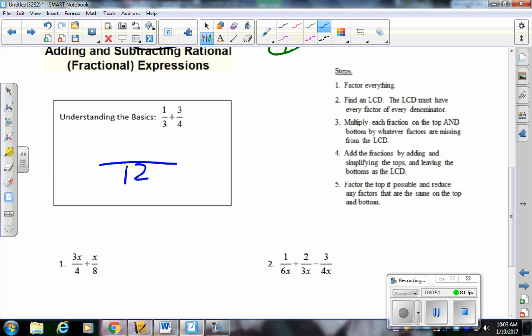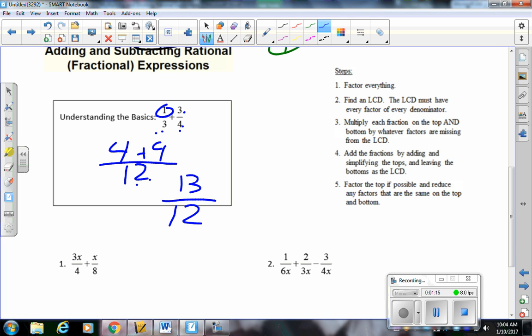But it's 12, so then of course whatever you do downstairs, you have to do upstairs. So we want to say to ourselves, okay, what's the missing factor here? Meaning, what did I multiply 3 by to get to 12? 3 times 4 is 12, so I have to multiply this numerator by 4. Okay, so that is that. Now over here, 4 times 3 is 12, so we're going to do 3 times 3. And then I can simplify my numerator, so 13/12.